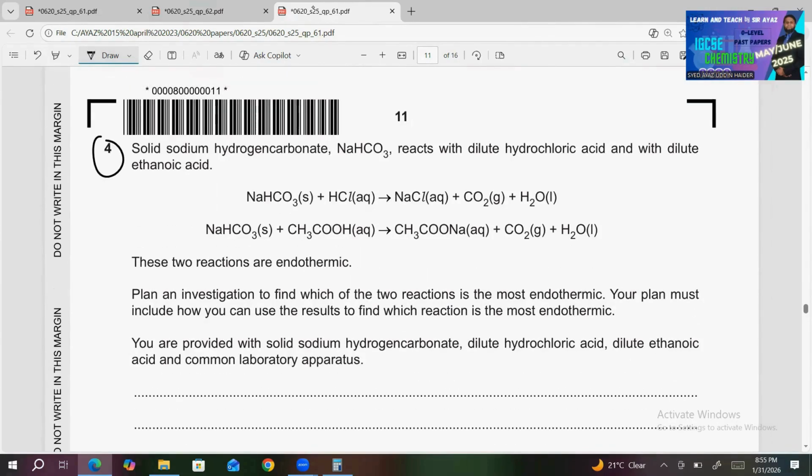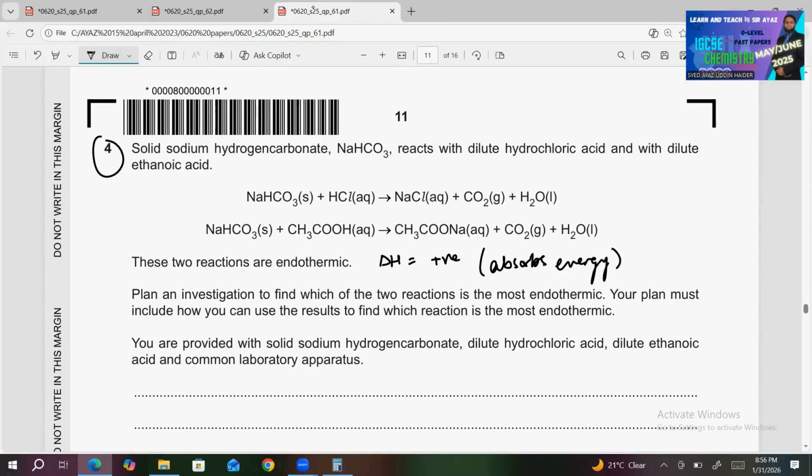Number 4. Solid sodium hydrogen carbonate NaHCO3 reacts with dilute hydrochloric acid and with dilute ethanoic acid. Here is the reaction equation. Sodium hydrogen carbonate reacting with hydrochloric acid to produce sodium chloride plus carbon dioxide plus water. Other reaction, sodium hydrogen carbonate reacting with ethanoic acid to produce sodium ethanoate and carbon dioxide and water. These two reactions are endothermic. What are endothermic reactions? Delta H will be positive in each case. So both of these reactions absorb energy from the surrounding.